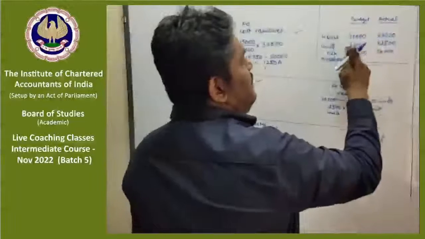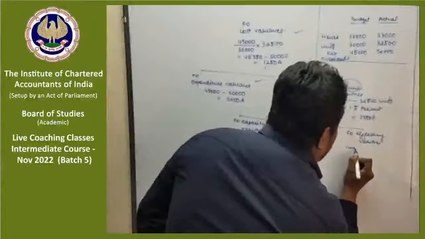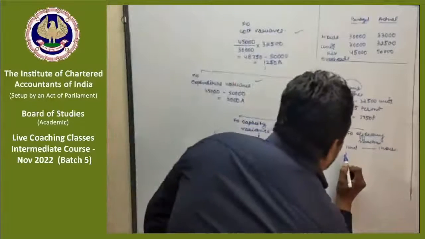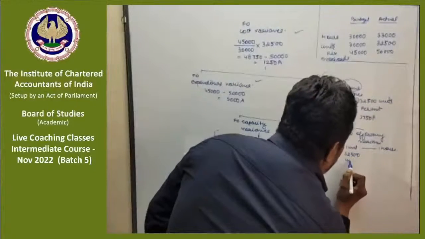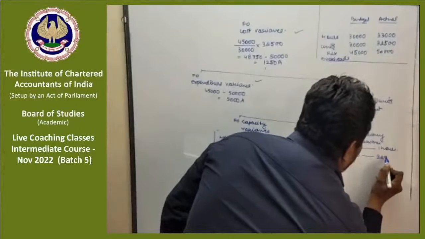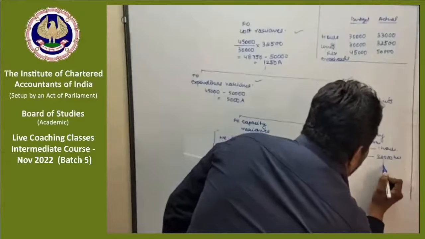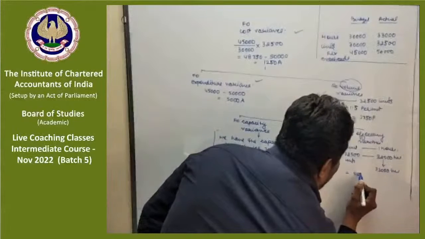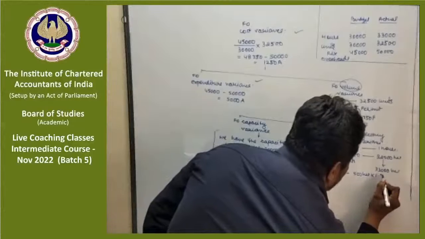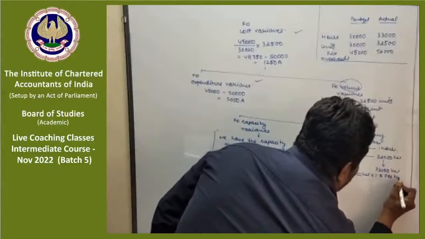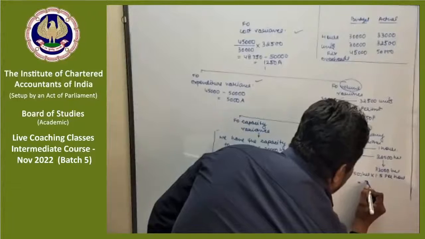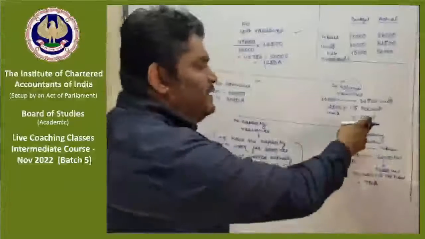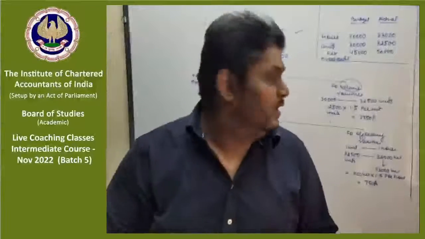30,000 units, 30,000 hours. So 1 unit, 1 hour. It means 32,500 units, same 32,500 hours. And the work was completed in 33,000 hours. So 500 hours inefficiency into the rate per hour, that is 1.5 per hour. So this will be 750 adverse. And 4,500 favorable, 750 adverse, this will be 3,750 favorable.